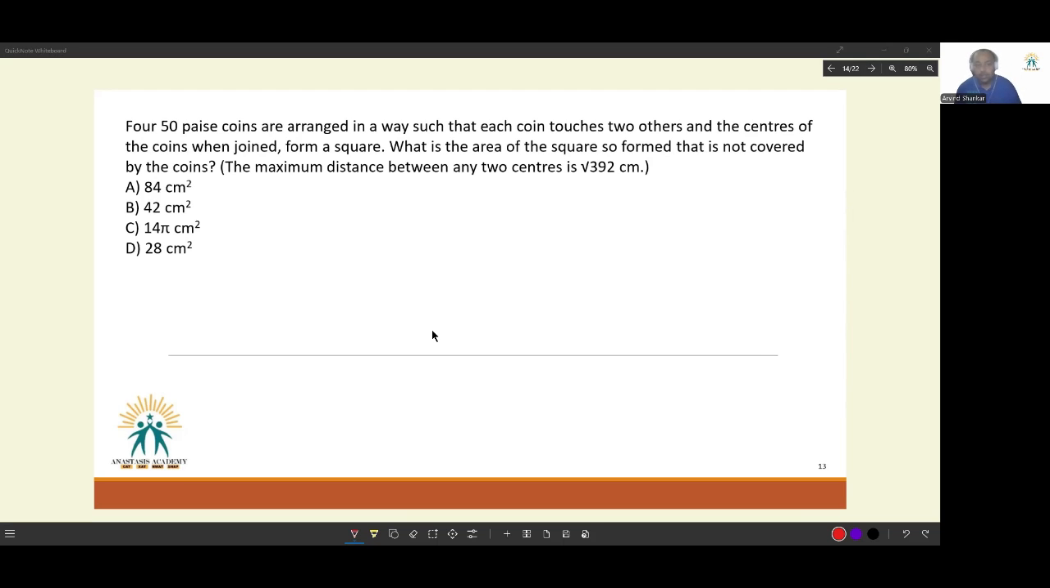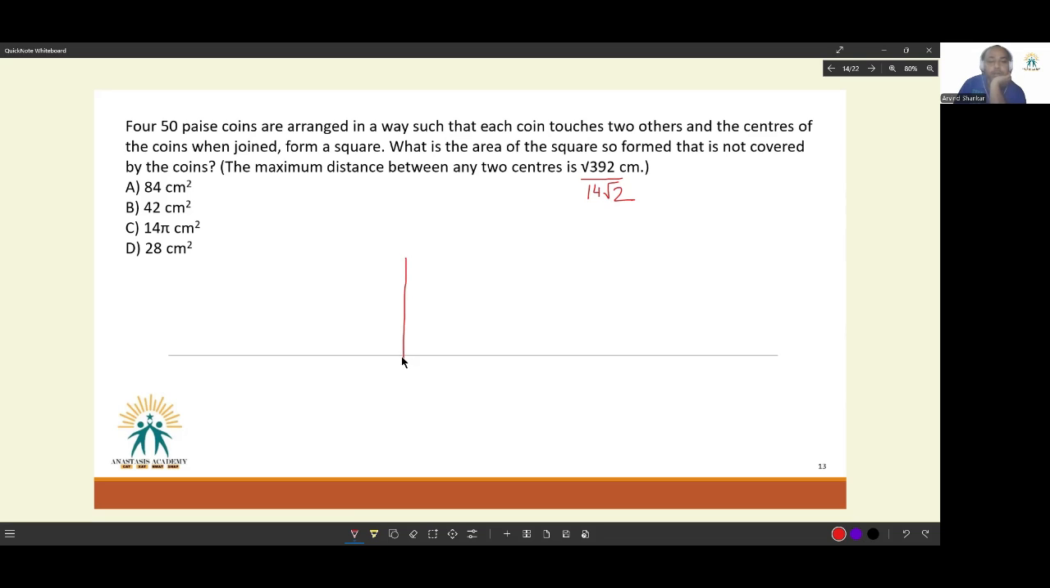4 50 paise coins are arranged in such a way that each coin touches two others and the centers of the coins when joined form a square. What is the area of the square so formed that is not covered by the coins? The maximum distance between any two centers is under root 392. Under root 392 is 14 root 2.